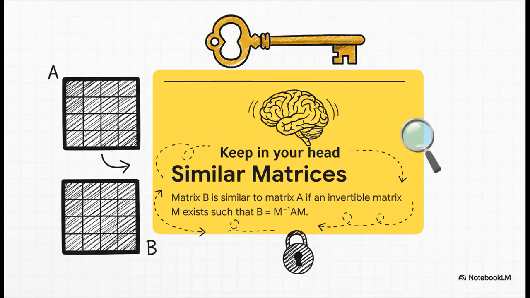Okay, but first we need the master key to this entire puzzle. It's the definition of similar matrices. Basically, two matrices, A and B, are called similar if you can turn A into B by doing this kind of matrix sandwich, using some invertible matrix M and its inverse. So B equals M inverse AM. This one equation right here is everything, so burn it into your brain for the next few minutes.